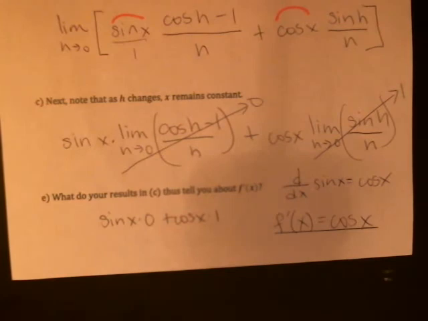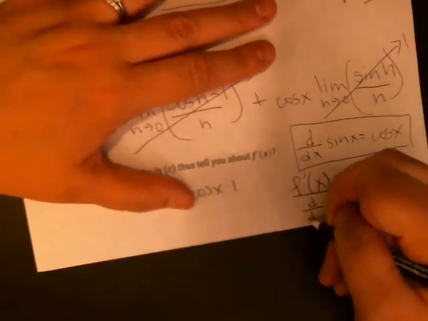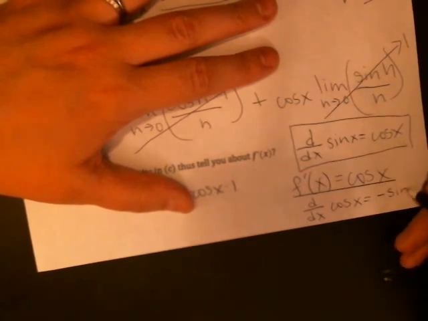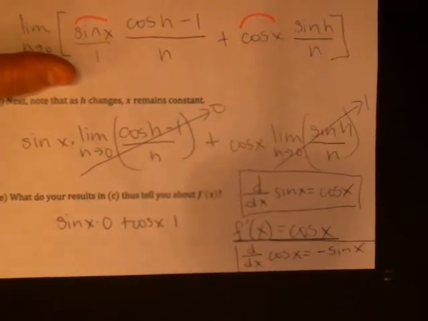And I'm going to give you cosine for free. It's fairly similar. I guess I could have written this in a better spot. So I'm also going to give you that the derivative of cosine x is, in fact, the opposite of sine x. So it almost works out that they're derivatives of each other, but not quite. There's that minus sign that crops up.